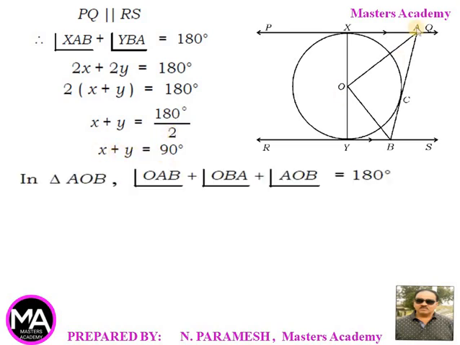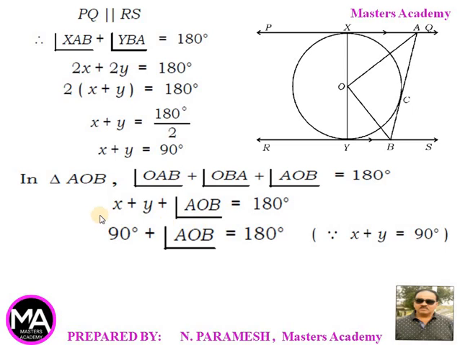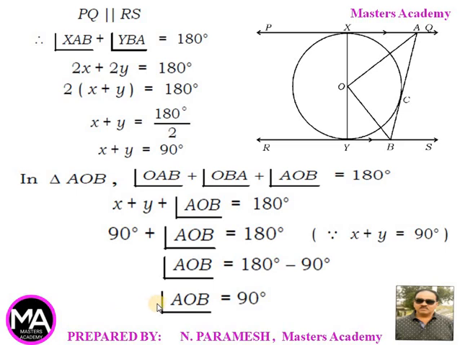In triangle AOB, angle OAB plus angle OBA plus angle AOB is equal to 180 degree. This is nothing but x plus this is y plus angle AOB is equal to 180 degree. Therefore, x plus y is nothing but 90 degree plus angle AOB is equal to 180 degree. Therefore, angle AOB is equal to 180 degree minus 90 degree. Therefore, angle AOB is equal to 90 degree.